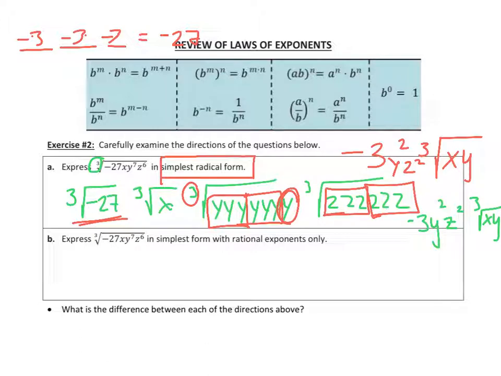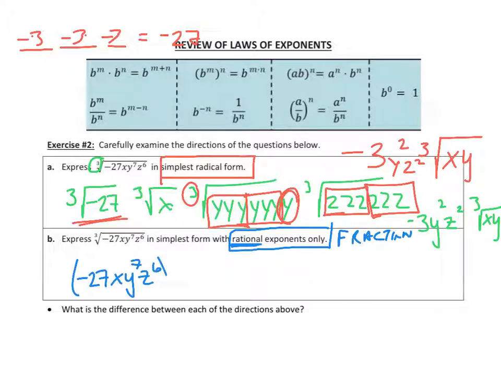Part B says express this a little differently. Express this with rational exponents. Okay, rational exponents, maybe underline for yourself, means you need a ratio, a fraction. Okay, no radicals. You need a fraction exponent. So what am I going to do? Okay, I'm going to say, well, all of that is under the radical, so it all gets raised to the 1/3 because it is a cubed root.